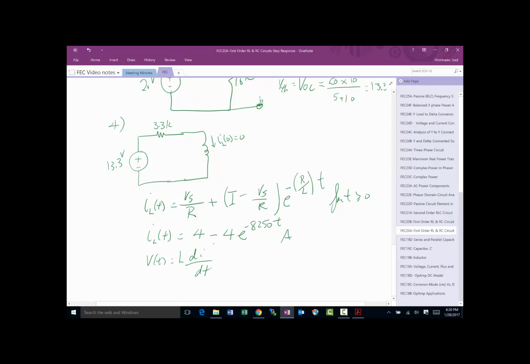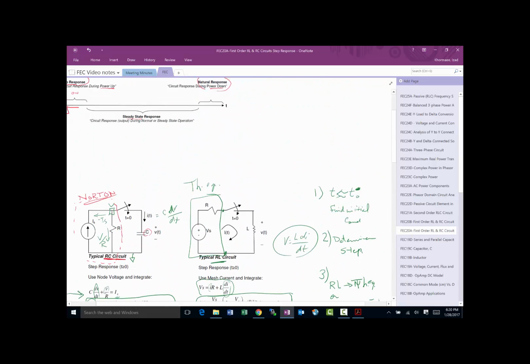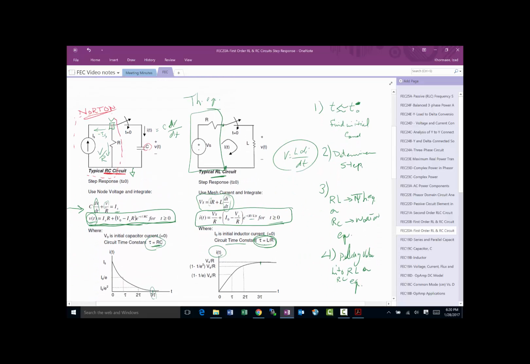So now we found the response of the voltage and current of the inductor for a step response, RL or RC step response. And again, the steps are pretty straightforward. Figure out what happened just before the switch, find the initial condition, and determine if you have a step response. The only thing you need to do is figure out if there is a source in your circuit, then you have a step response after the switch is closed.